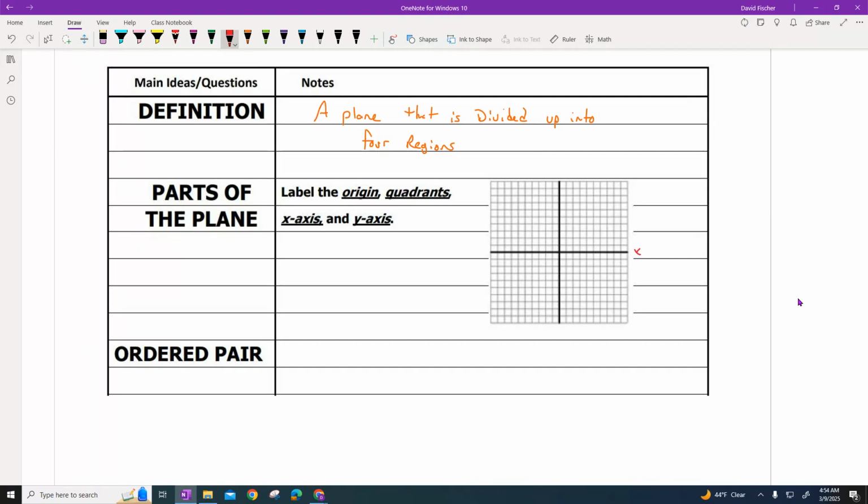This is always the x-axis. In 9th grade, they usually don't label this anymore. You've done it enough times that this is the x-axis going across this way from left to right, and this is considered the y-axis.